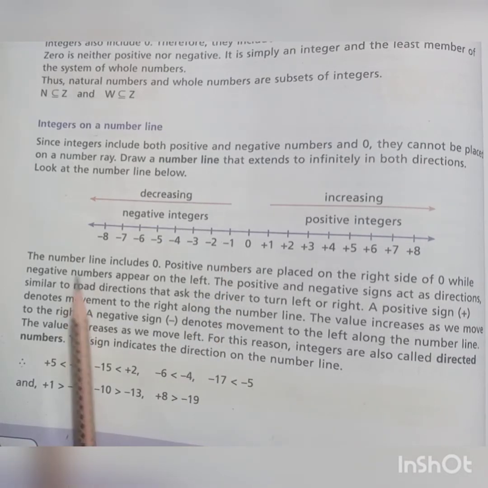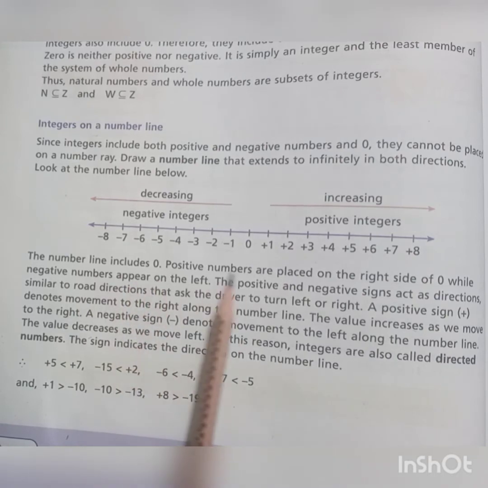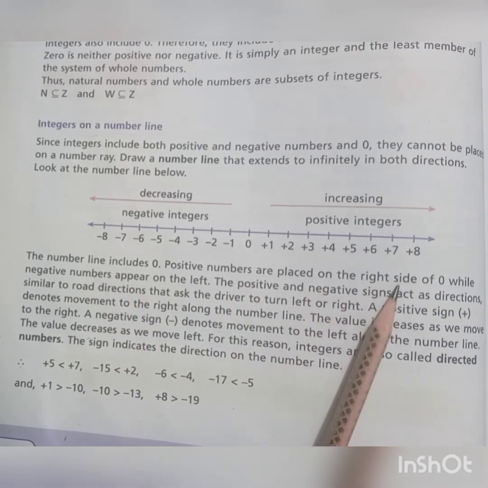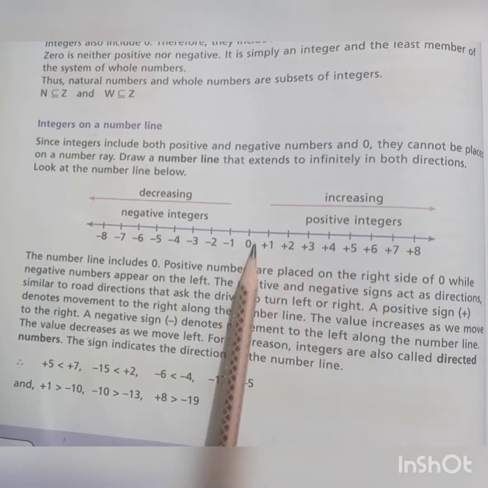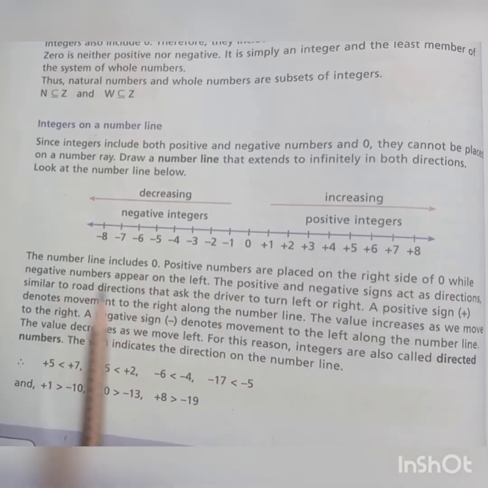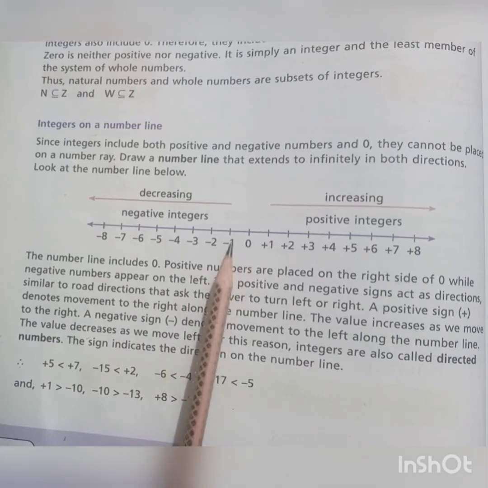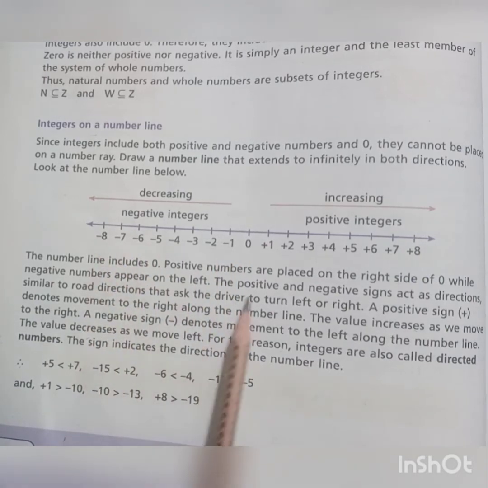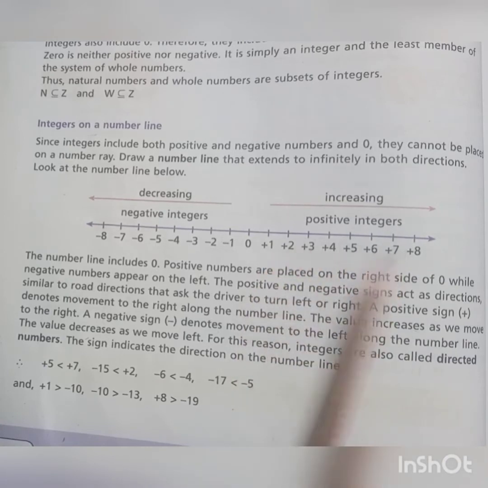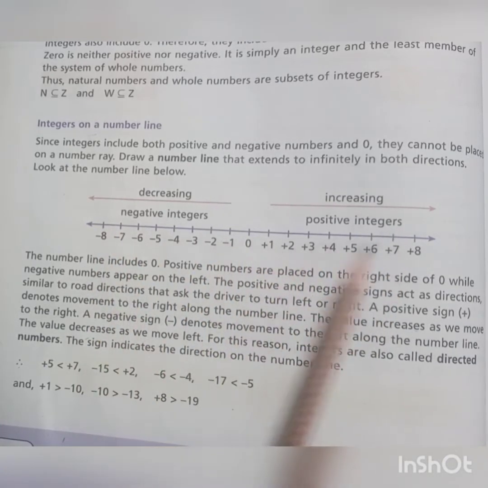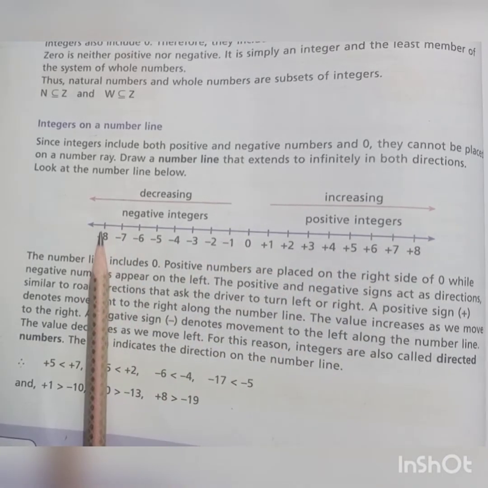Now you can see that the number line includes 0. Positive numbers are placed on the right side of 0, while the negative numbers appear on the left side. The positive and negative signs act as directions. You can see that here is the right direction and here is the left direction, forward direction or backward direction.